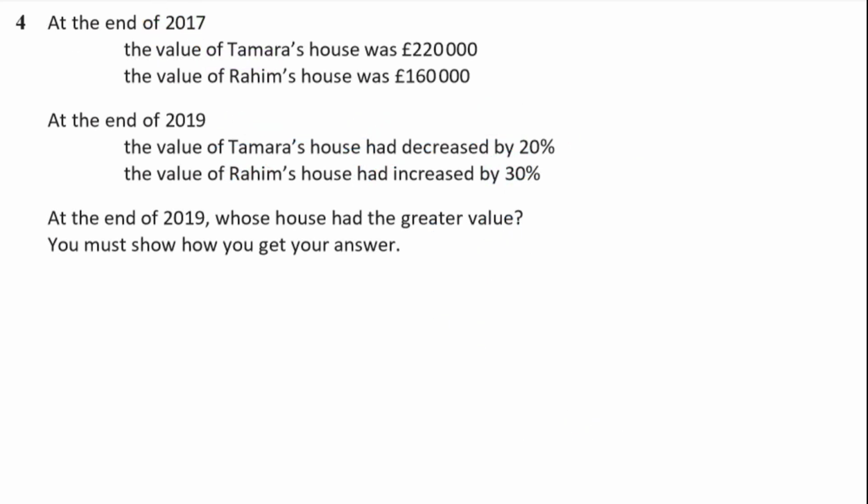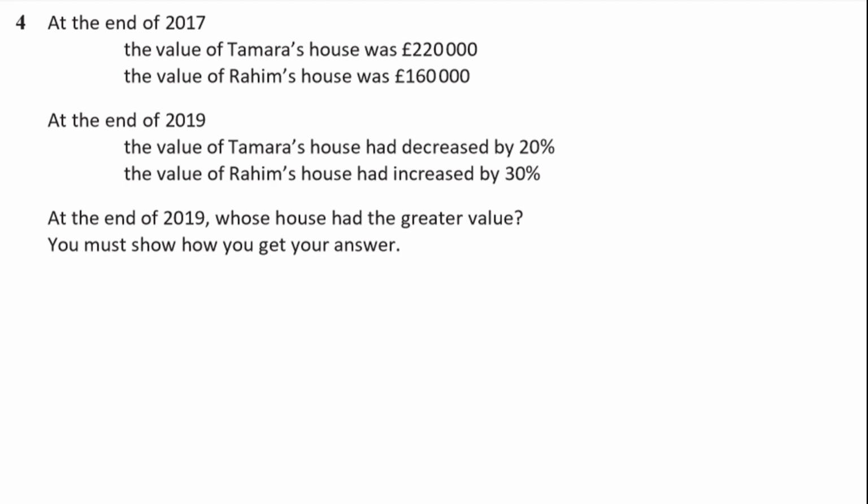Question 4. At the end of 2017, the value of Tamara's house was £220,000, and the value of Rahim's house was £160,000. At the end of 2019, the value of Tamara's house has decreased by 20%, and the value of Rahim's house has increased by 30%. At the end of 2019, whose house had the greater value? You must show how you got your answers.